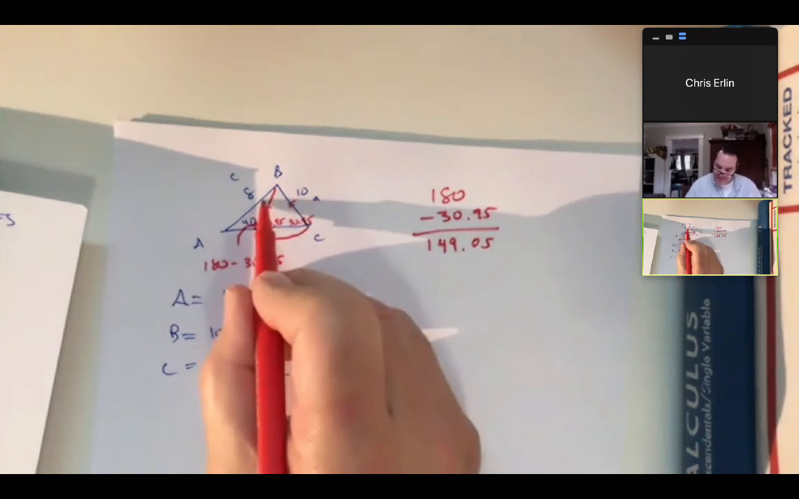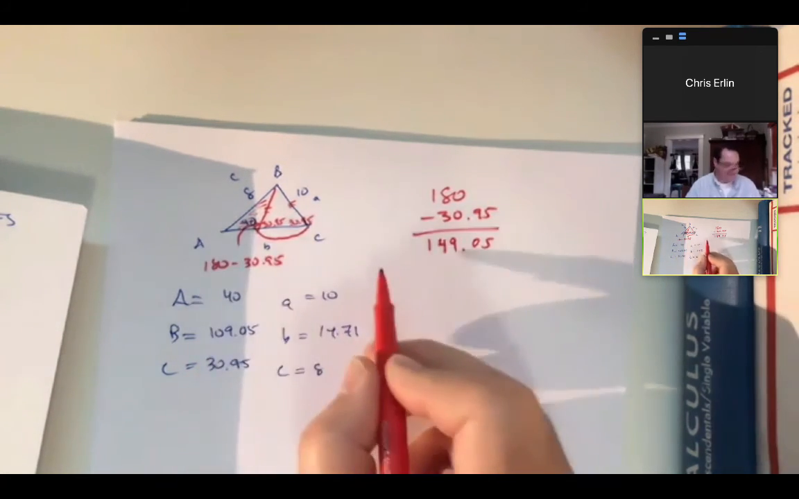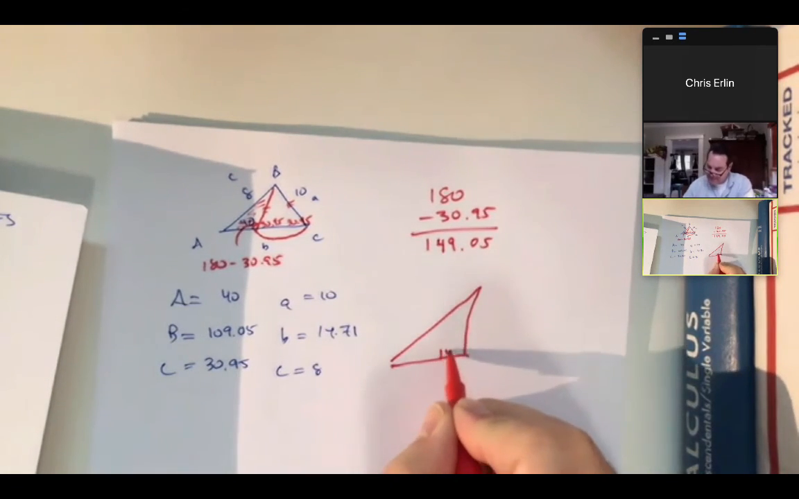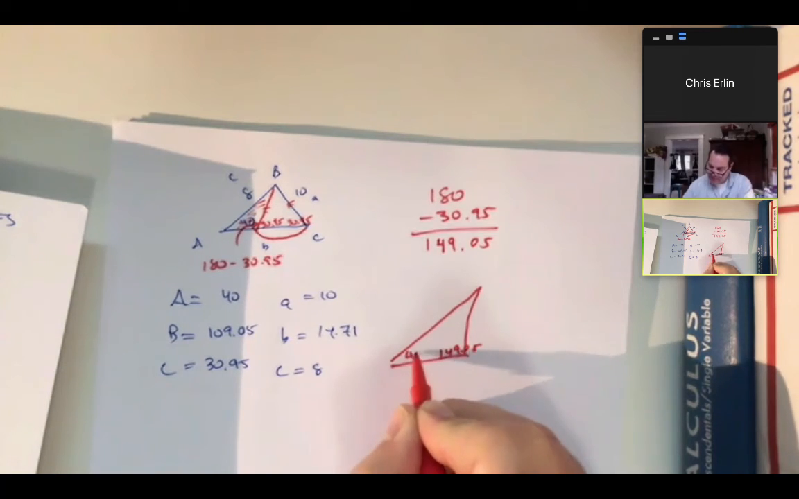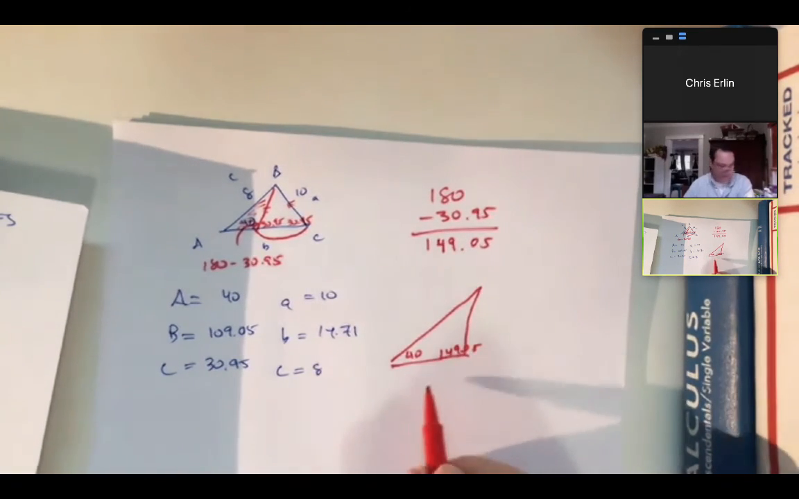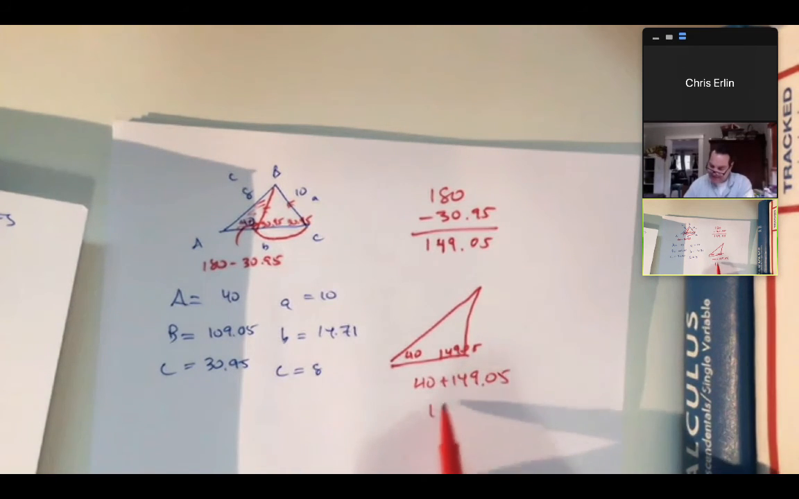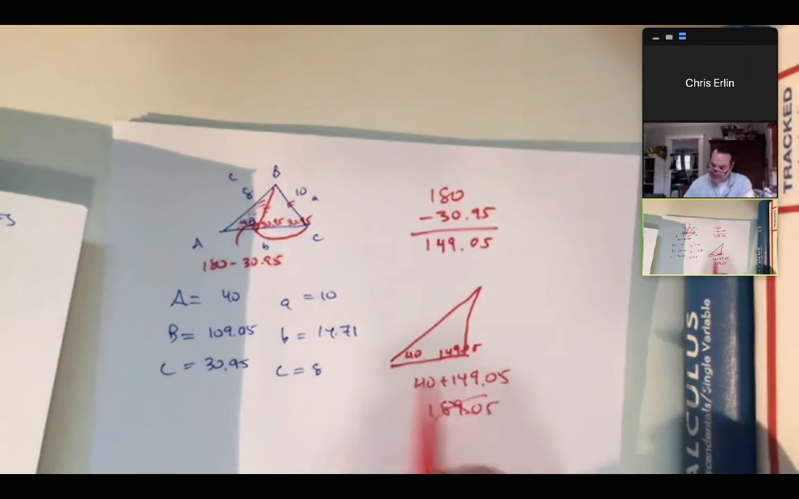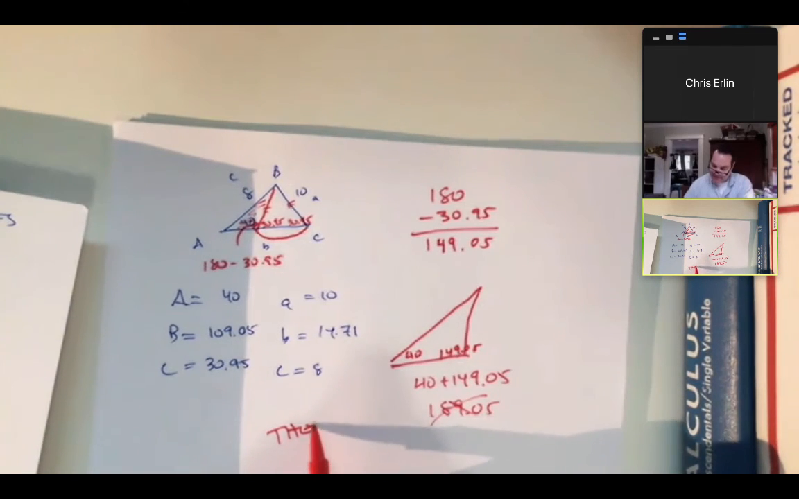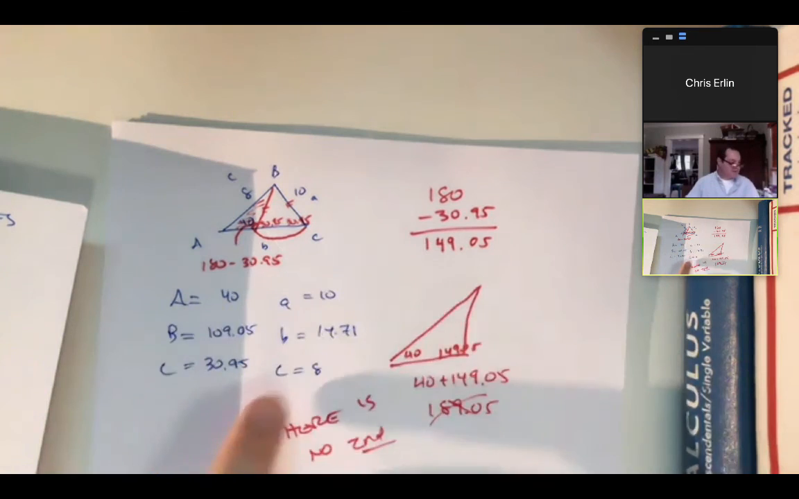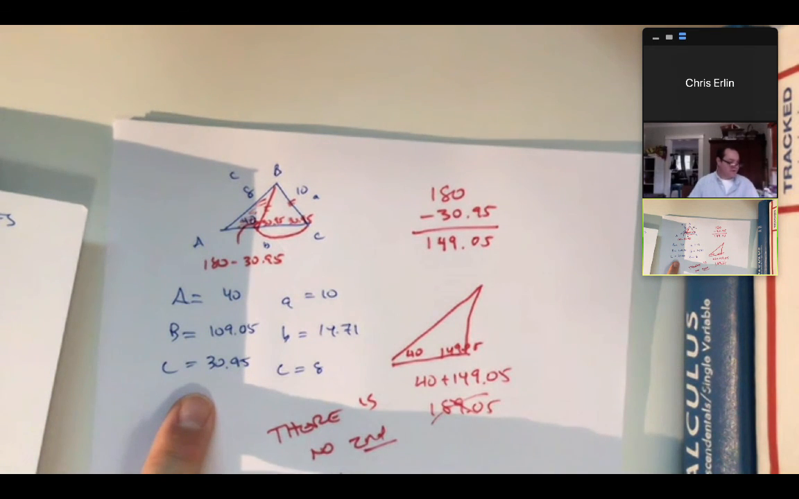And the question is, does this triangle exist with this angle? If this were 149.05, and we know that this was 40, I'm already over the 180 that I know a triangle has to have. Therefore, there is no second triangle. Although this was the ambiguous case, the solution for the triangle is just these original values. There is no second scenario.